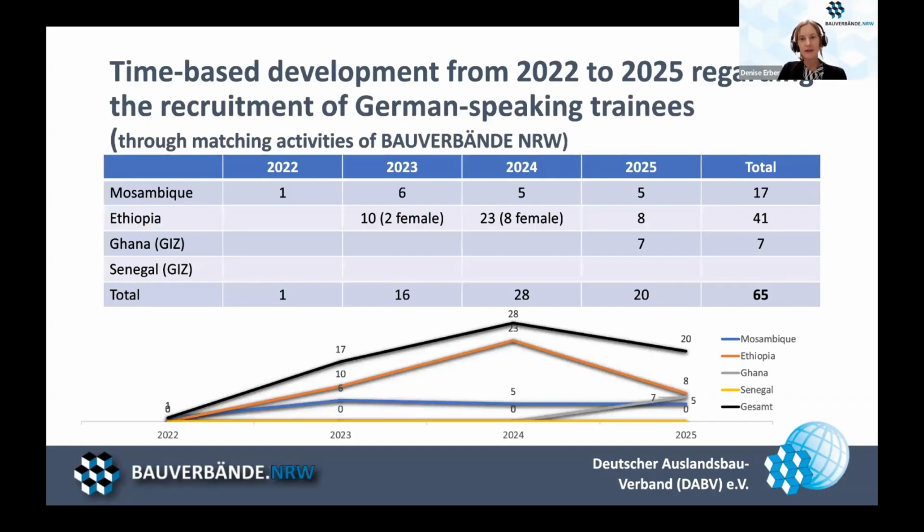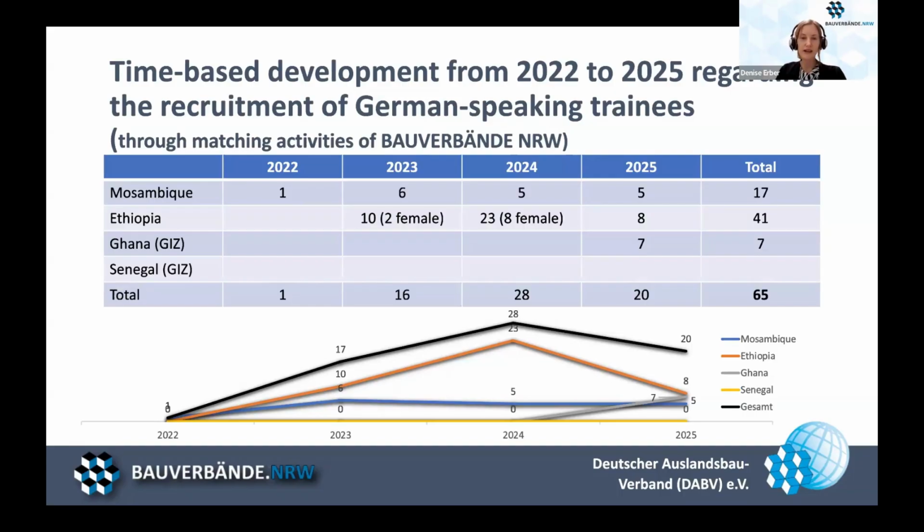Here you can see a time-based development showing the candidates we have been matching since 2022 with German construction companies until last year. For instance, in 2022, the first candidate we matched was from Mozambique. He's already finished his traineeship and is now working at the company full-time. In 2023, we started matching Ethiopian candidates, also 2 female candidates. And in 2024, we had quite a few, 28 candidates, which we matched with German construction companies.